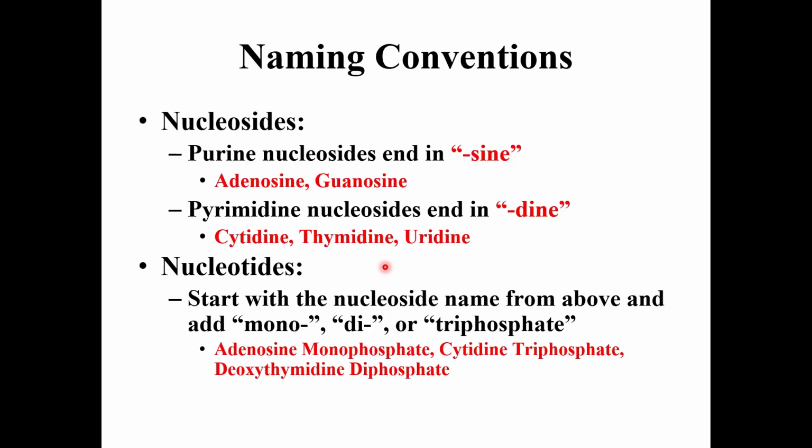So there are different naming conventions. Purine nucleosides end in -sine: adenosine, guanosine. Pyrimidine nucleosides end in -dine, that is cytidine, thymidine, and uridine. Now, nucleotides start with the nucleoside name from above and add mono-, di-, or triphosphate. Adenosine monophosphate, cytidine triphosphate, deoxy... these are some examples.